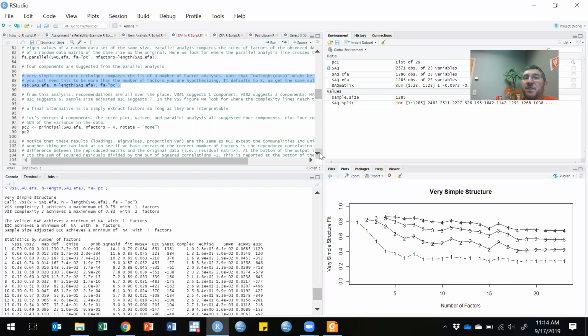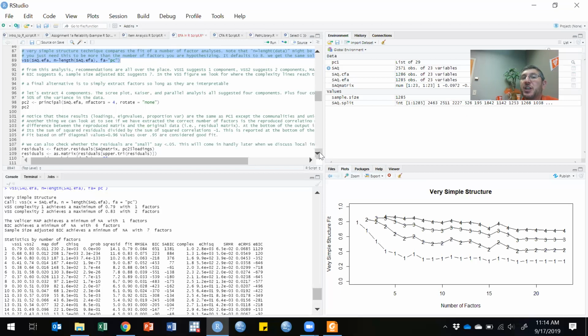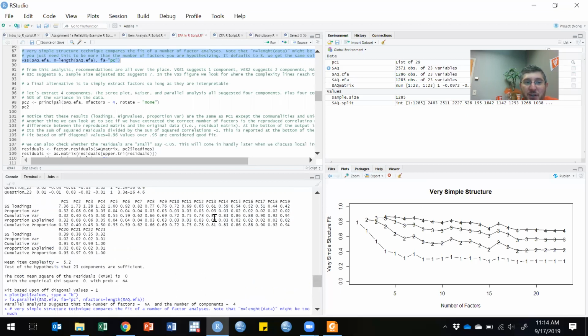So let's extract 4 components. The scree plot, the Kaiser value, the parallel analysis, really all suggested 4 components. And if we look up here, 4 components are explaining about 50% of the variability in the data. So let's extract 4 components and look at the results.